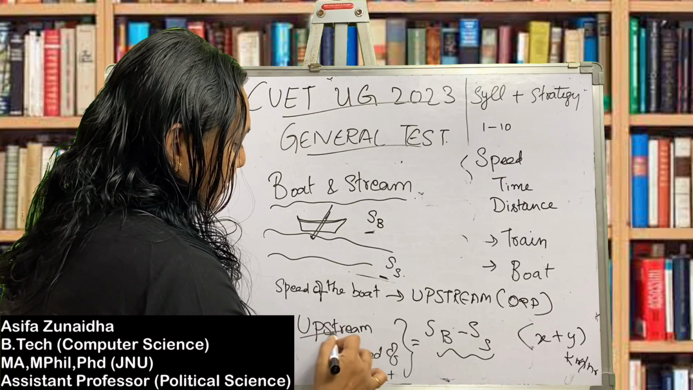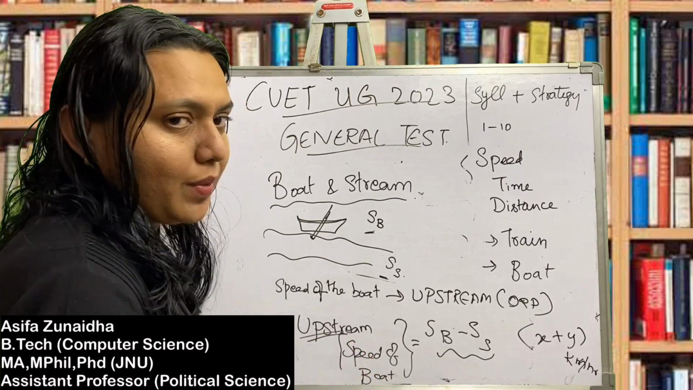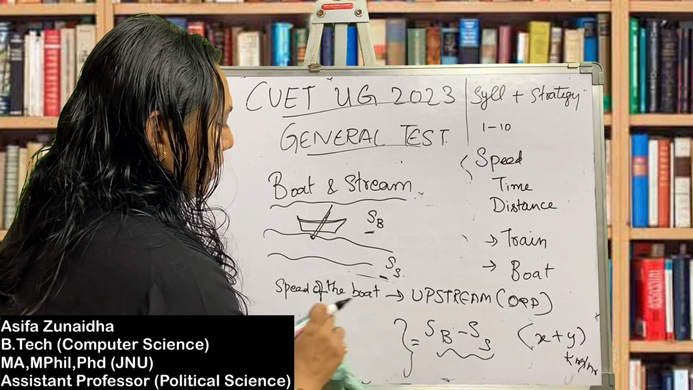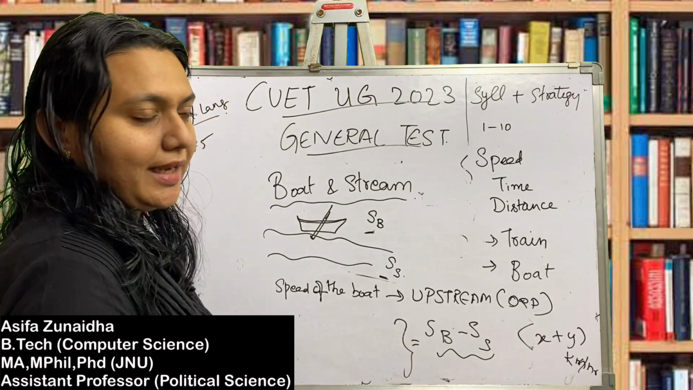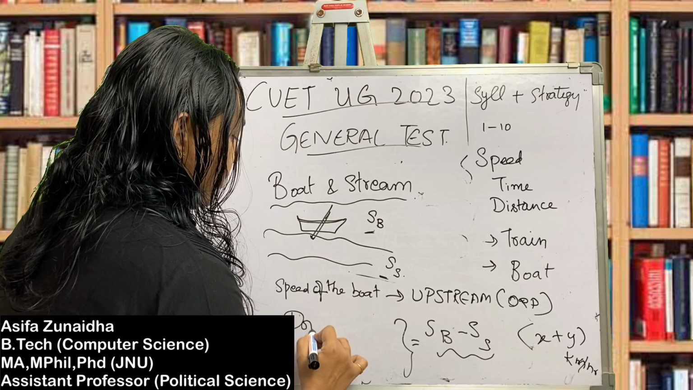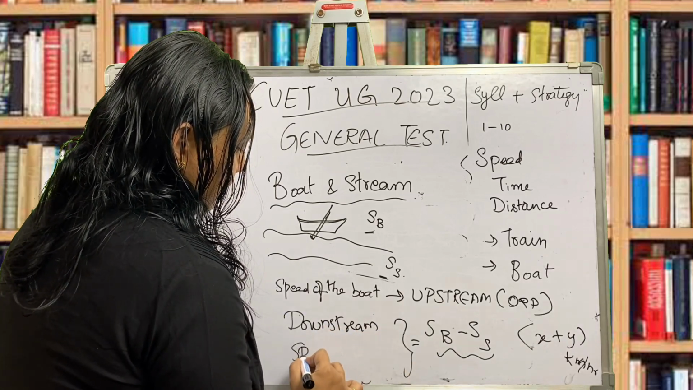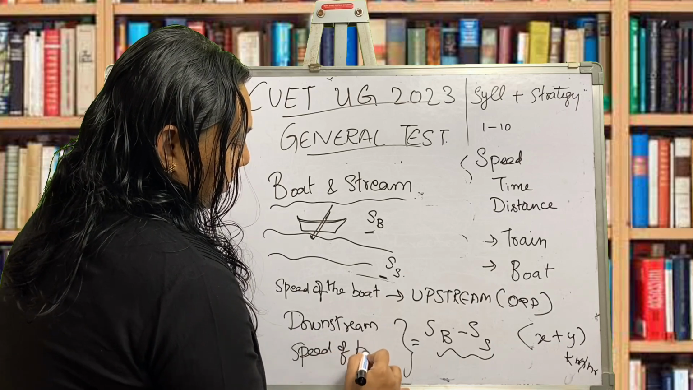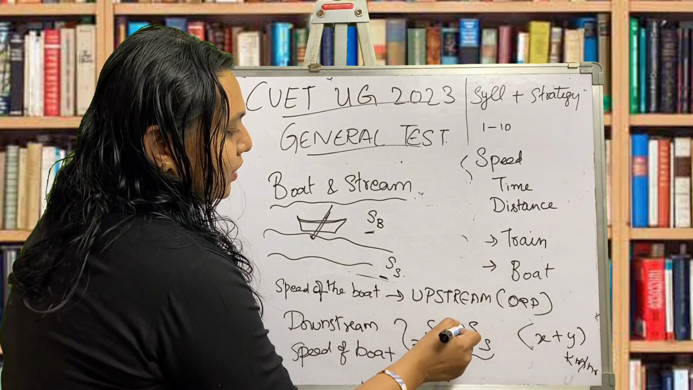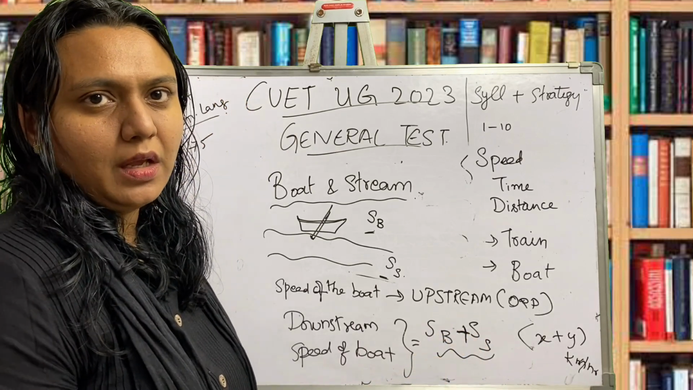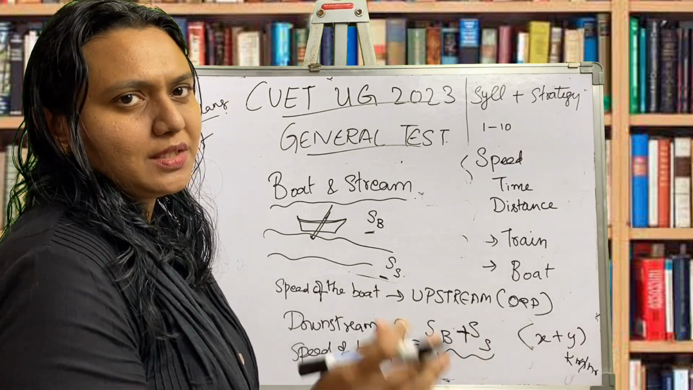Now this is the upstream speed of the boat. The next question that is asked is the downstream speed of the boat. That is, the boat is moving in the same direction as the river. What is the downstream speed of the boat? Then the simple thing that you do is you add. You add SB plus SS, just the opposite.